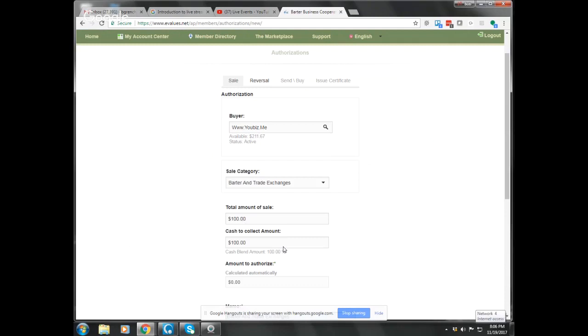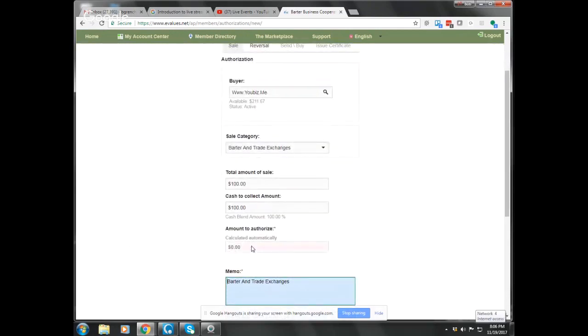It actually pulls up a second field, cash amount to collect. Notice that the cash amount to collect has 100% cash blend amount. Therefore, $100 is showing in that field. The system is automatically programmed to do a cash trade blend. You actually need to override the amount that you would be collecting in cash, if any. In this case, for the demonstration, I'm going to say that we are collecting $20 cash.